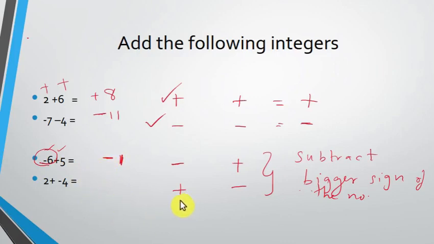So we want to put the bigger number sign. Then, when we are adding a positive integer and a negative integer, we also subtract from bigger number to smaller number. 4 minus 2, 2. We have to put the bigger number sign. So -4 is the bigger number. Once more I am telling you, when we are adding two positive integers, we get a positive integer. When we are adding two negative integers, we will get a negative integer. When we are adding a negative and a positive, or a positive and a negative, we have to subtract and we have to put the bigger number sign.